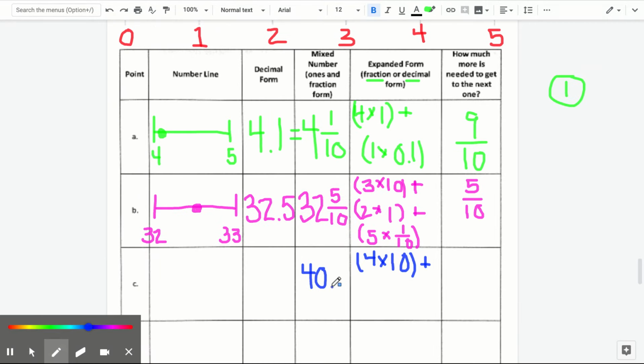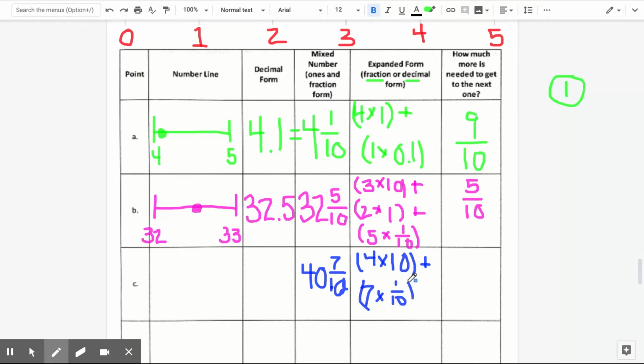So that's going to be, oops, we're on the fractions. 7 over 10 for our fraction. Oops, my 0 went crazy there. And it would look like 7 times, we'll do 1/10 for our expanded form. Okay, decimal form, just change that 7 over 10 into your decimal point 7/10.